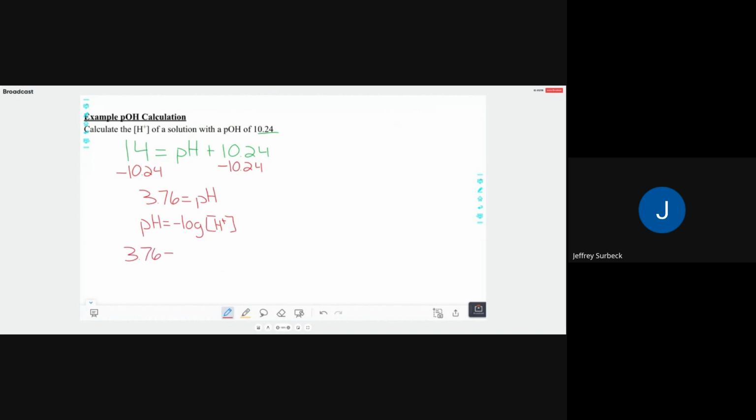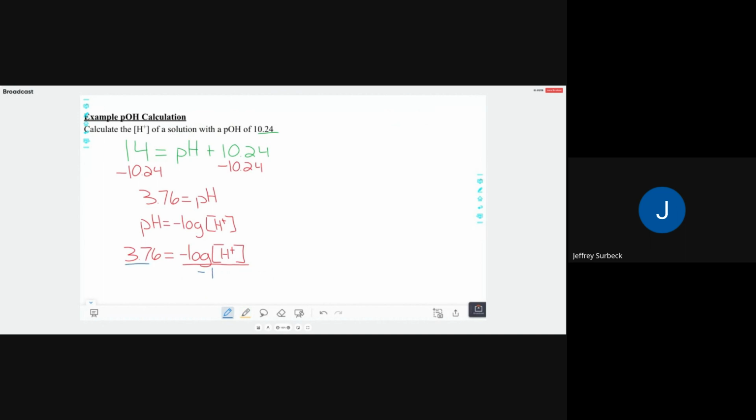3.76 equals negative log of our H plus. Now, in the future, this will be really easy, but when we solve this, I want to get rid of this negative sign. And you're thinking, yeah, I know how to do that, but it's really important that we do this before we get into our formula. And so I'm going to divide each side by -1.